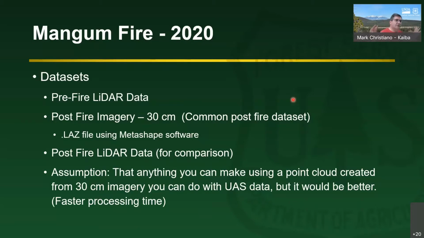And I want to make a general assumption with this presentation that anything we can create today using a point cloud created from 30 centimeter imagery, you could do a lot better if you had a drone, right? You saw Techie's stuff, you're going from 30 centimeters to like 3 centimeters. So we'll make that broad assumption. Using the 30 centimeter imagery as our test data set today will drastically decrease processing time and we can experiment with more things.